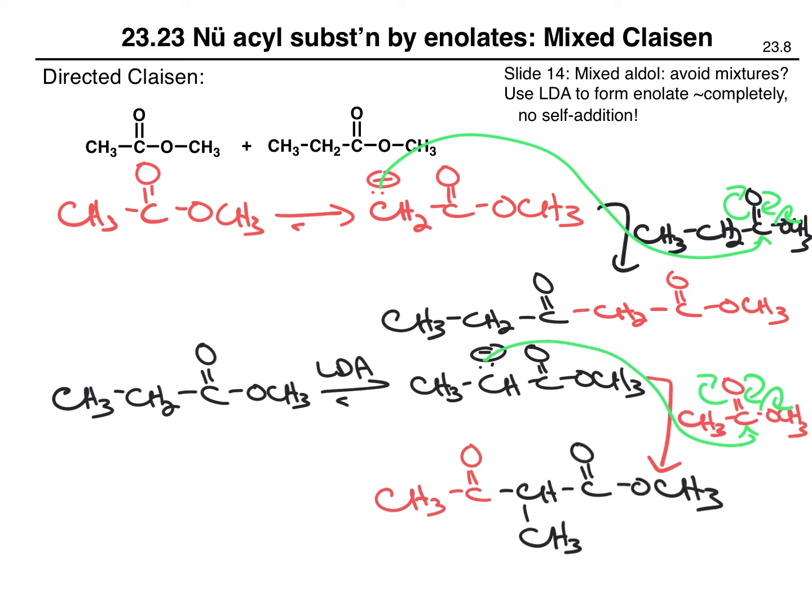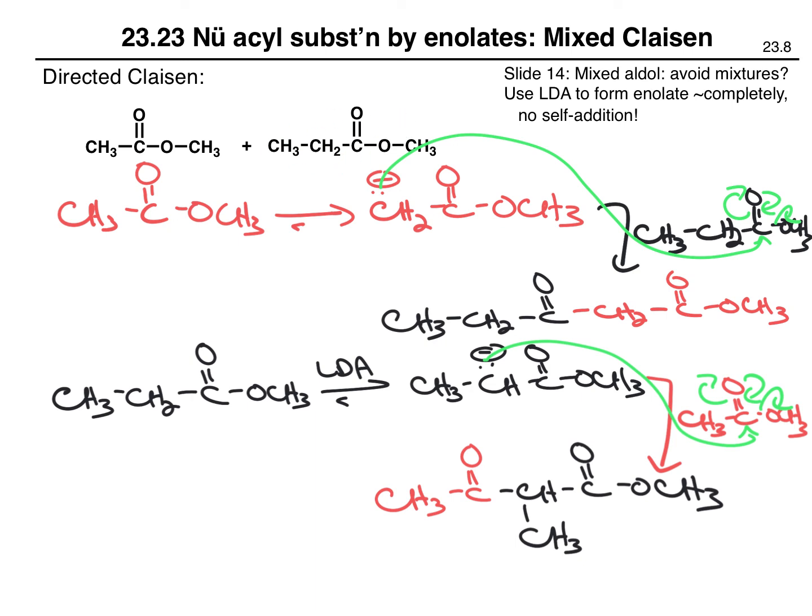So a few slides ago, we saw that these two esters could lead to a mixture of 4 products. Well, now we can see that we can obtain any one of those 4 products selectively. If we want the self-addition product, then of course we just use this with methoxide. Or if we want this self-condensation product, we just use this with methoxide.